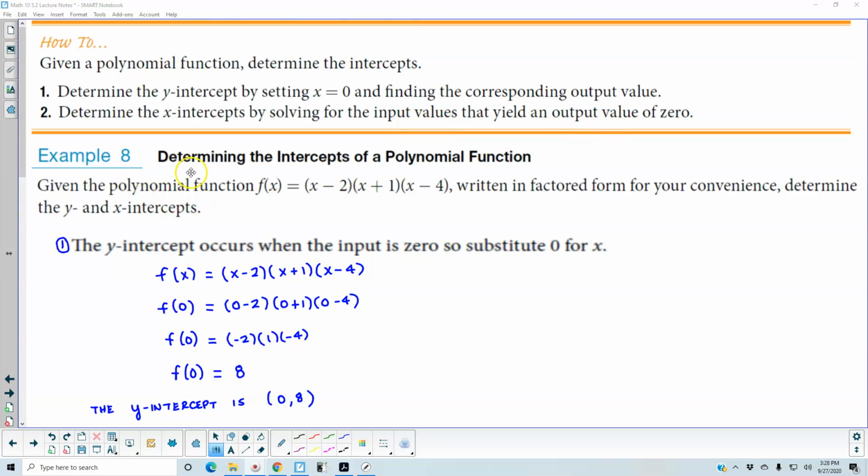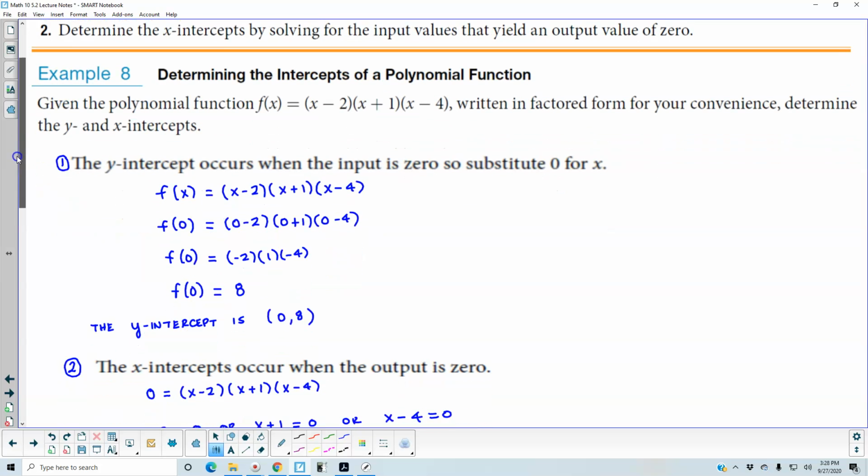So for example number 8, we're determining the intercepts of a polynomial function. Given the polynomial function f of x is equal to (x minus 2)(x plus 1)(x minus 4), written in factored form for your convenience, determine the y and x intercepts.